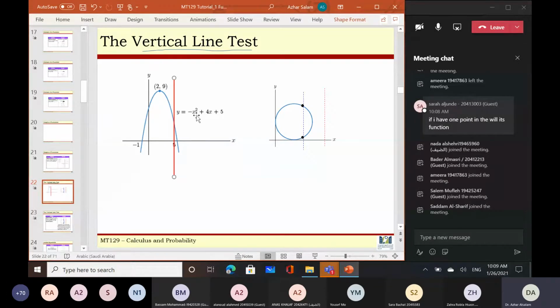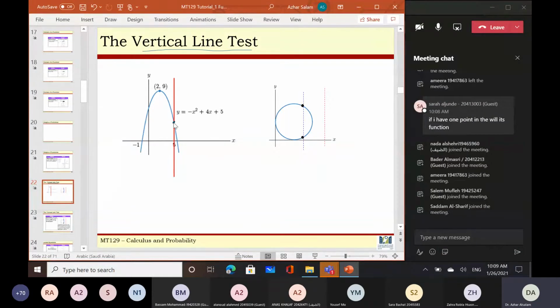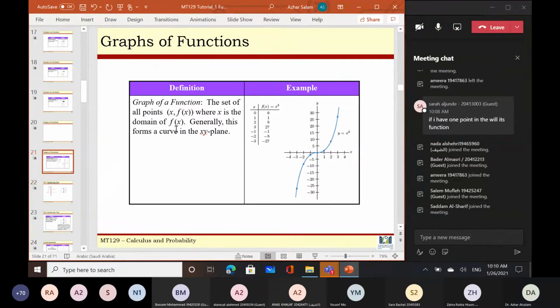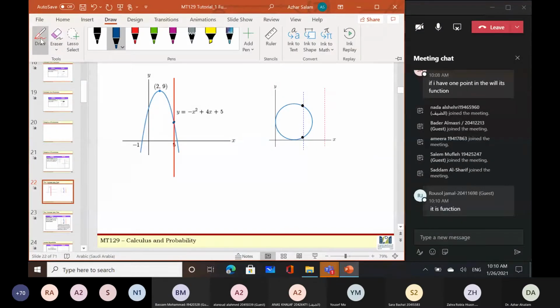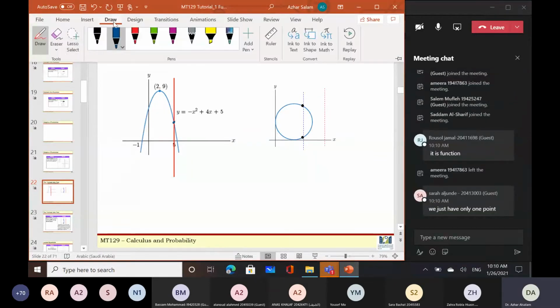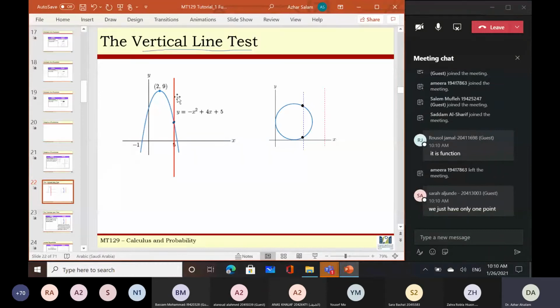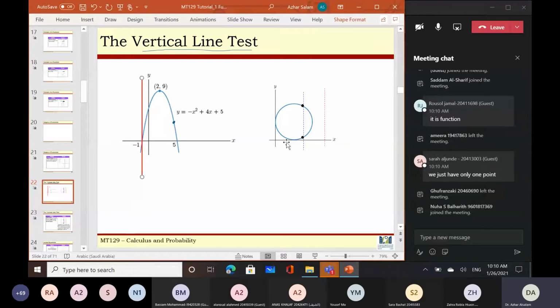And if I move it more, I will have one intersection point at each part of the graph. Here, only one intersection point. And here, one intersection point, until the end of the graph. Of course, this is an infinite graph, from minus infinity to infinity. Yes, only one intersection point.